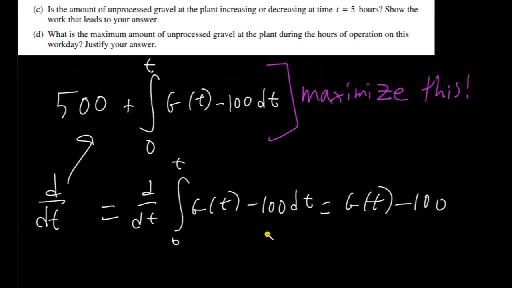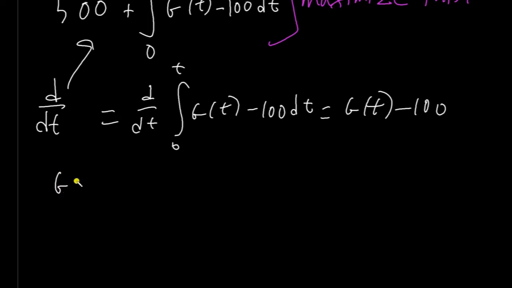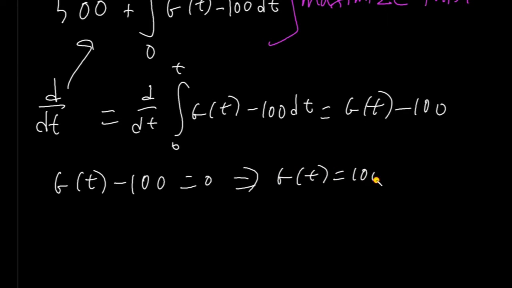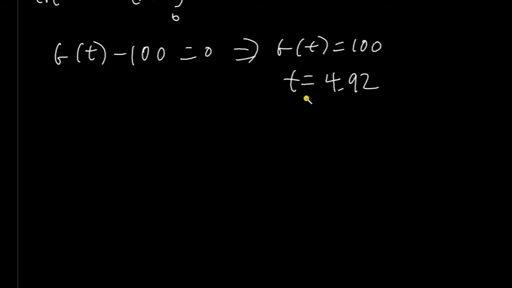Okay? And we want to set this equal to 0. I'll do one more step in between. g of t minus 100 equals 0, so g of t equals 100. Alright, so if we solve this for t, you get t equals 4.92. The way I'd recommend doing that is graphing g of t in your calculator, and then graphing 100, and then finding the intersection point. Okay, so now to figure out the absolute maximum, we have to test this critical point in addition to the endpoints.